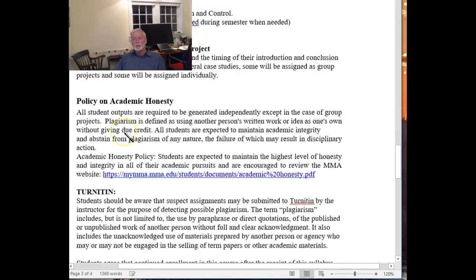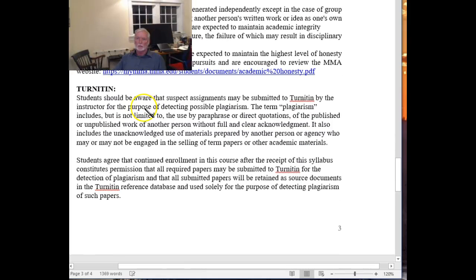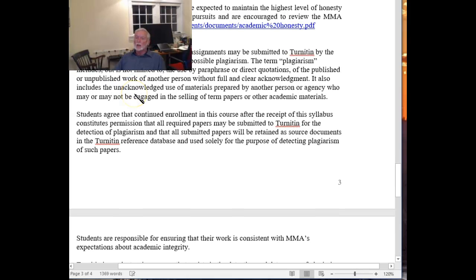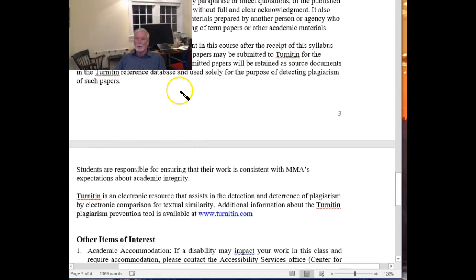And then the rest of this is pretty standard. There is an academic honesty policy at MMA, and there's the information on it. I may choose to use Turnitin, which is a program that examines your material and tells me whether anybody in the whole world has ever written the same thing. So if you've copied it, it would show up here. So I expect no one to do any copying.